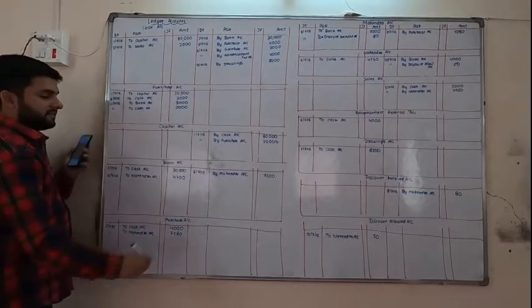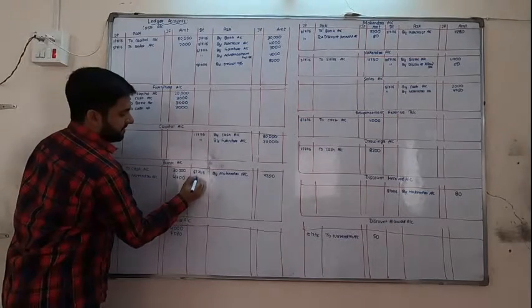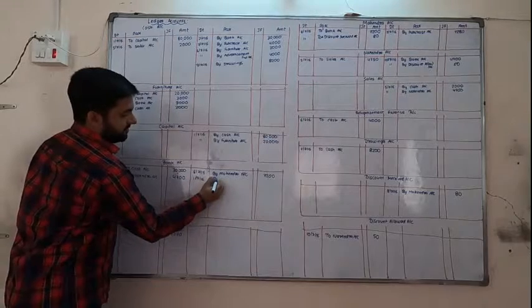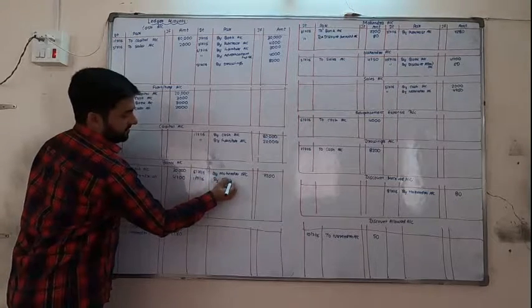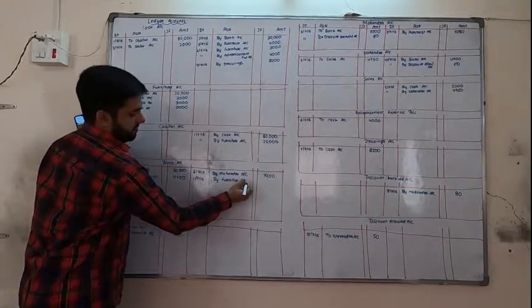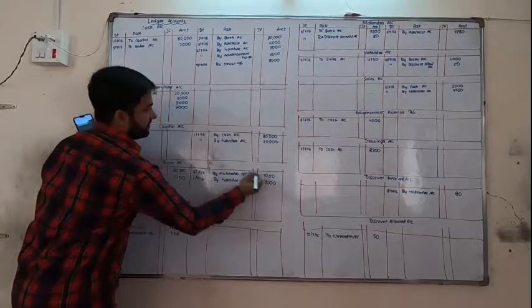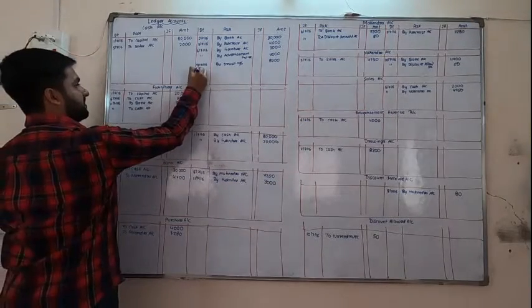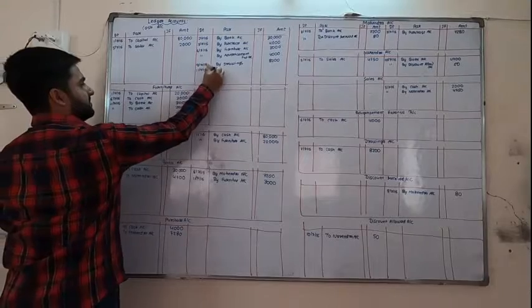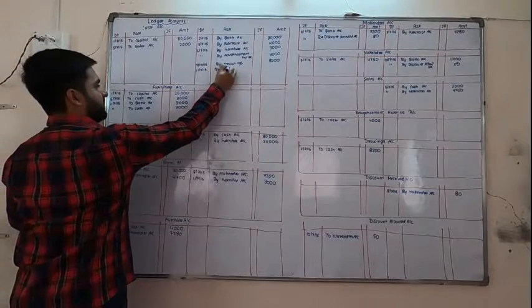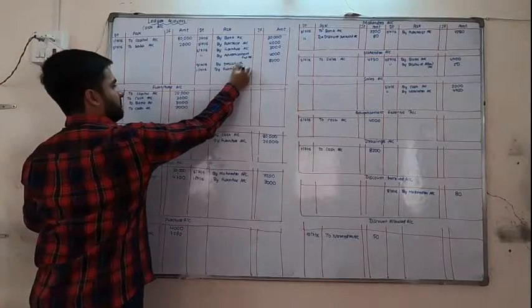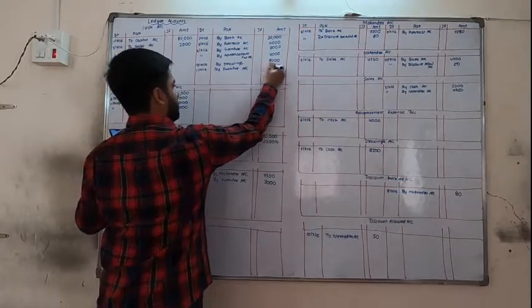Okay. Now bank is credited, credit side of bank, date 11/7/16. What is given opposite? By furniture, amount is of bank 3000. Again cash is credited on 11/7/16. What is given opposite? By furniture. So by furniture account, amount is of cash 2000.